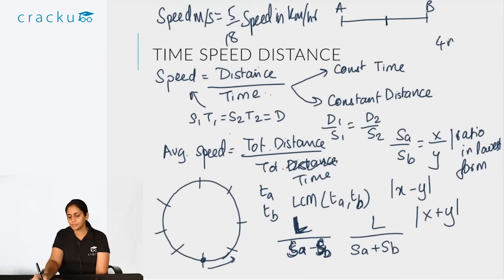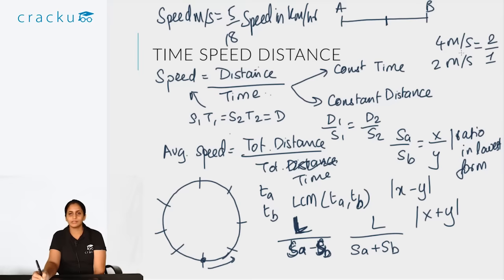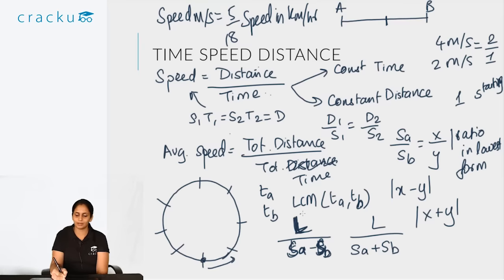So essentially, if I run at 4 meters per second and another person runs at 2 meters per second, then the ratio of our speeds would be 2:1. If we run in the same direction, we'll meet at one point along the circle. That would be the same as the starting point. Your starting point will always be one of the meeting points, because they will definitely meet at the starting point at the LCM of TA, TB. So if there is one point, that one point is the starting point.